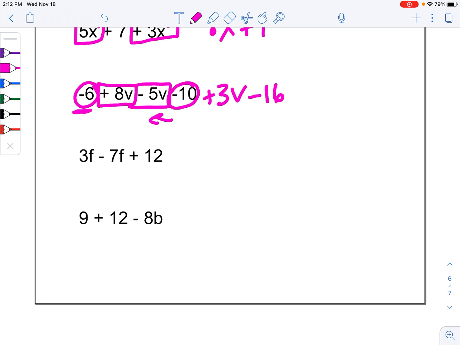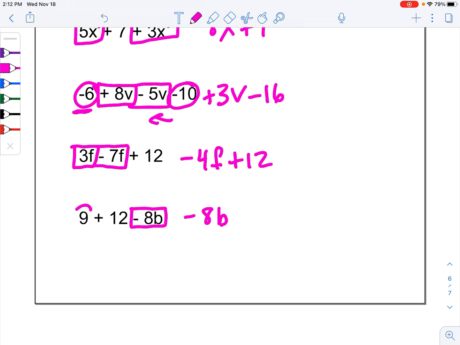Here I have 3f minus 7f plus 12. So I have 3 f's, and somebody takes away 7 of them. So I have negative 4 f's, and then I'm just going to put plus 12. Down here, I only have this 8b, negative 8b, so it's the only b I have, so I'm just going to list it over here. But I have 9, and I'm going to add 12, so I have plus 21.